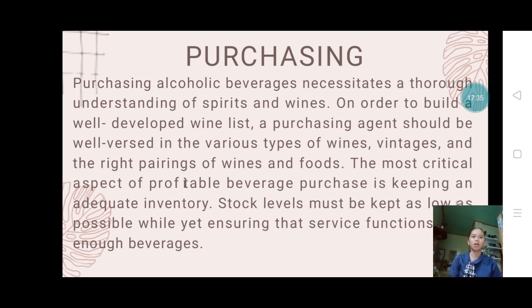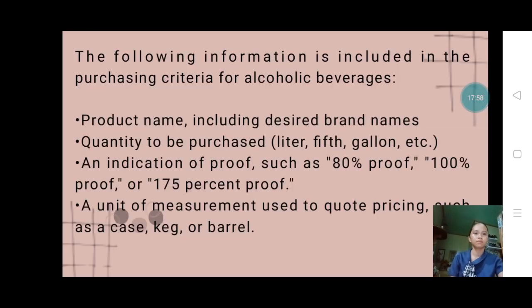For example, a restaurant might carefully track the popularity of different wines to avoid overstocking on less popular varieties. This strategic inventory management allows for efficient purchasing and minimizes the risk of spoilage or excess inventory, contributing to overall cost effectiveness. The following information is included in the purchasing criteria for alcoholic beverages.